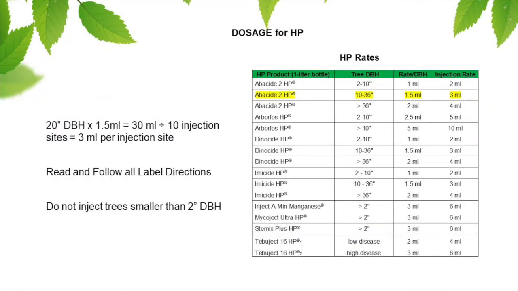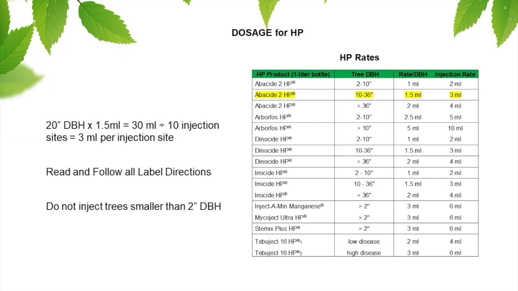Dosage for HP Mauget 1-liter bottles. Next, we need to calculate how much product to inject. Let's use Abacide 2 HP to calculate the total milliliters and injection sites for a 20-inch dBH tree. Using the chart pictured here, we see for a 20-inch dBH tree, the rate of injection is 1.5 milliliters per dBH inch. 20 inches dBH times 1.5 milliliters equals a total of 30 milliliters needed to treat this tree.